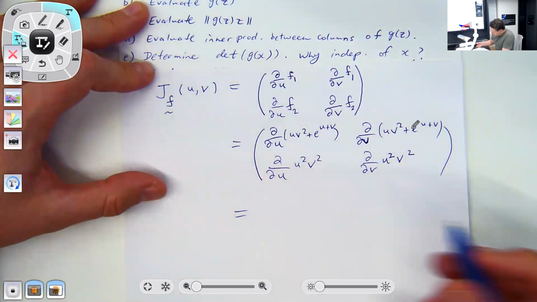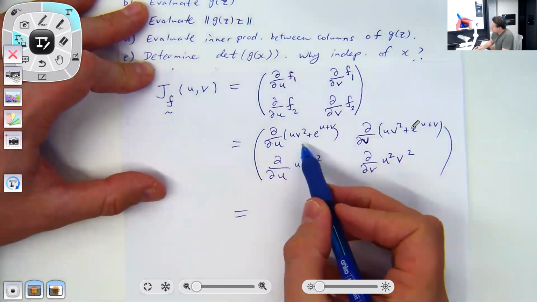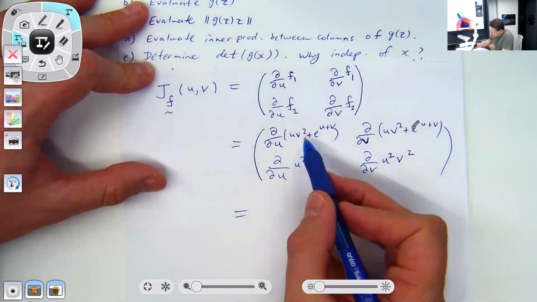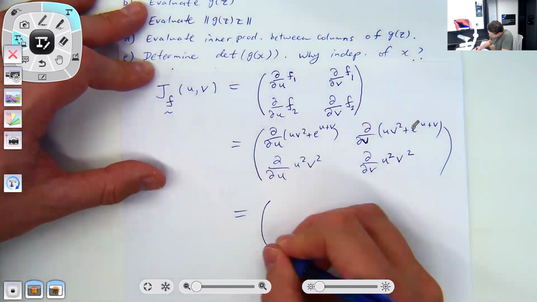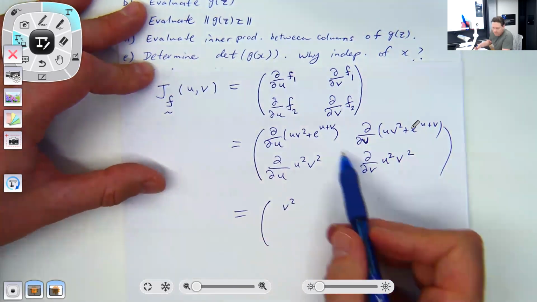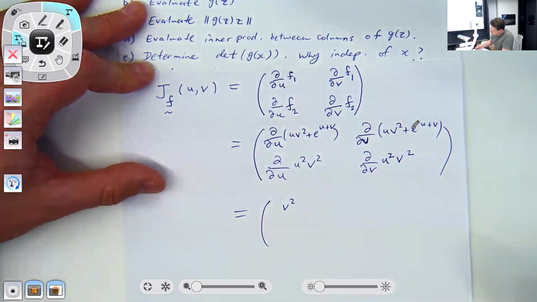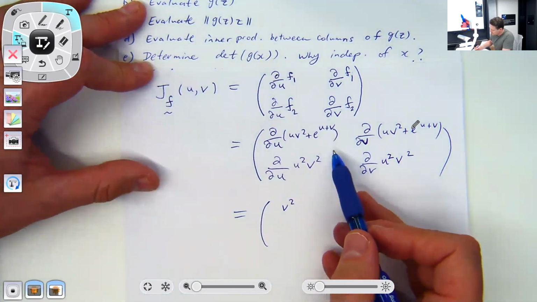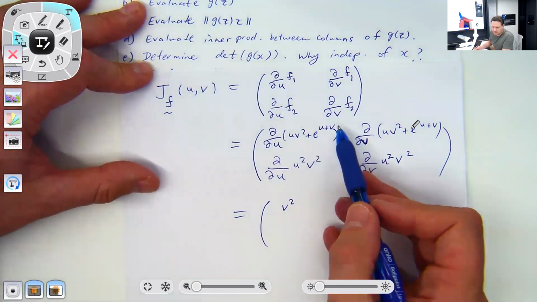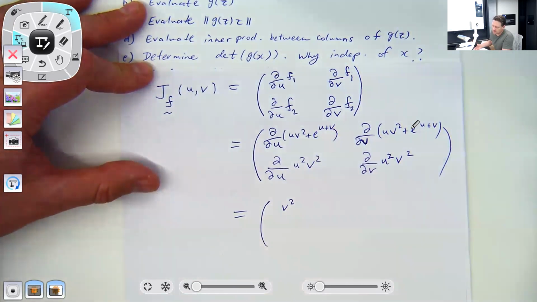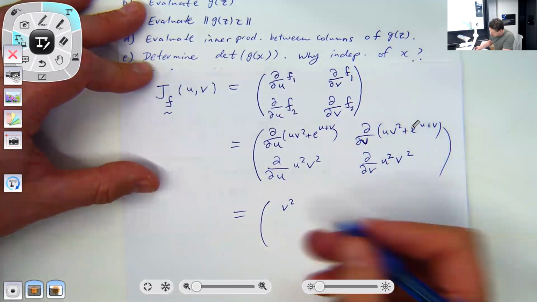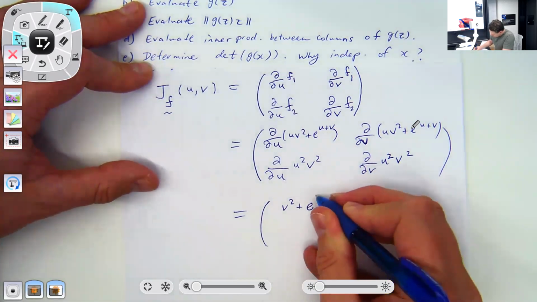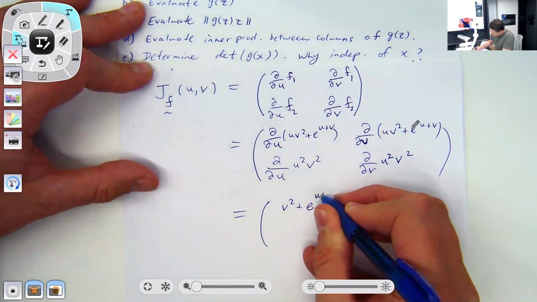All right, so we'll simplify. Since this is taken partially with respect to u, I treat v as if it's a constant in that part of the calculation. So here we just have v squared. Remember the derivative of e to the x is e to the x, but here I need a chain rule. So it's not just e to the power of u plus v; we have to multiply by the partial derivative with respect to u of u plus v, but that's just one. So that's just e to the power of u plus v there.